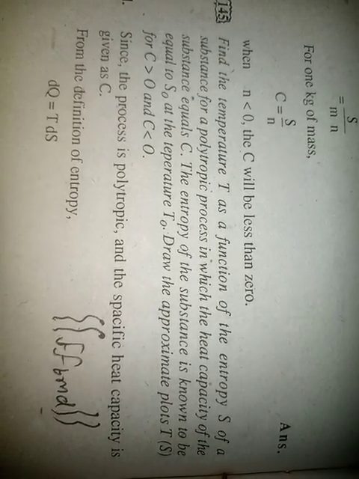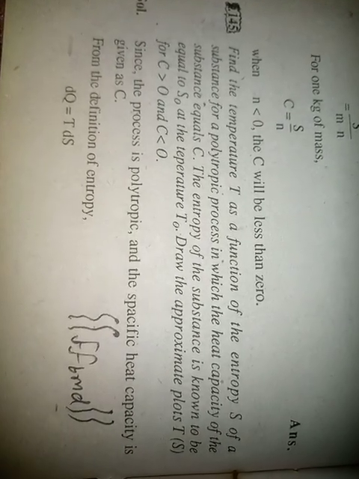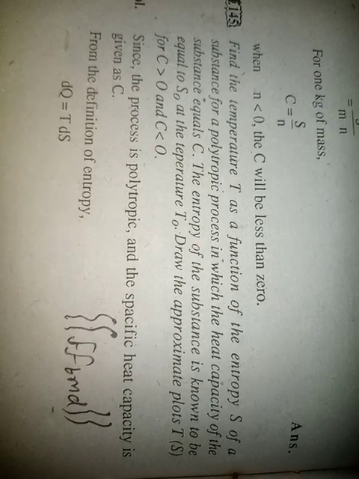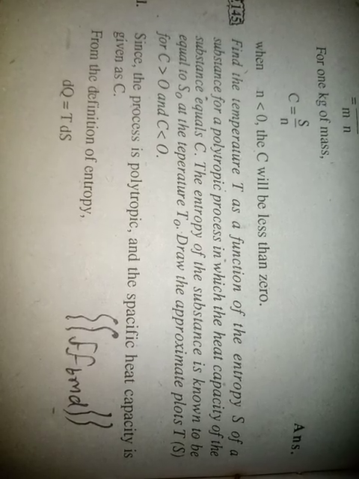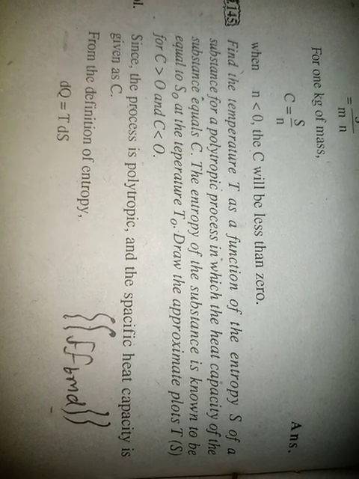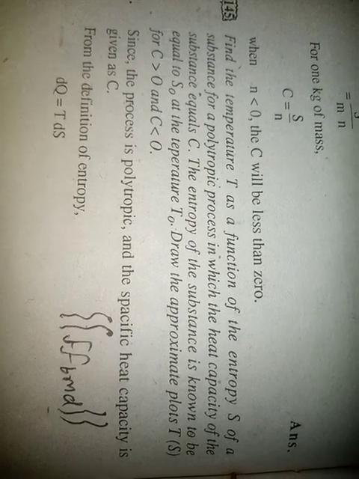Find the temperature T as a function of the entropy S of a substance for a polytropic process in which the heat capacity of the substance equals C. The entropy of the substance is known to be equal to S naught at temperature T naught. Draw the approximate plot of T versus S for C greater than 0 and for C less than 0.